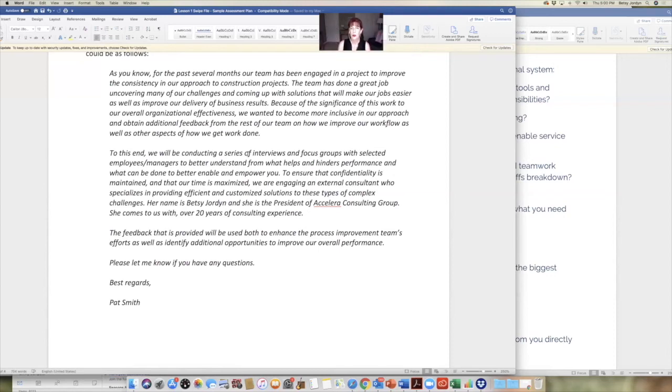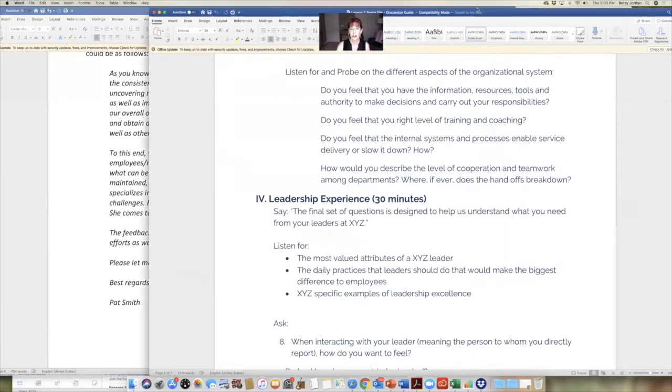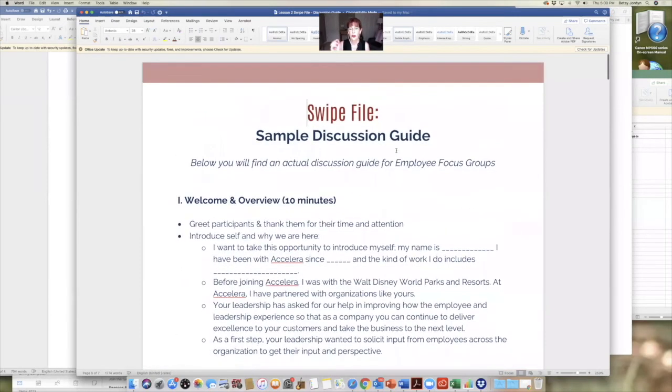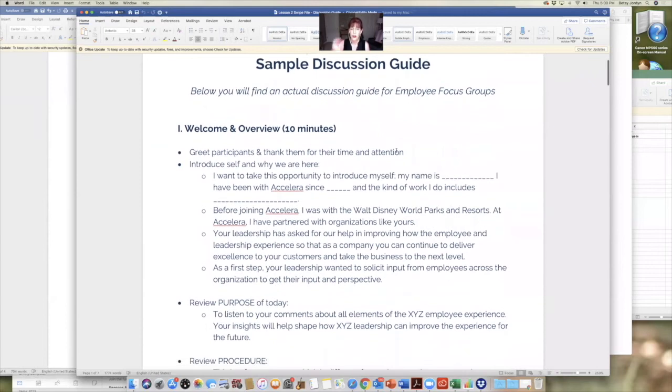That's the assessment plan. The first thing that I do once I get the contract signed and I start working with the client is work through the assessment plan. Once the assessment plan is together, then you can start working on the questions. So I have a discussion guide, and there are 1,000 questions. People ask me all the time, what are the right questions you should ask?